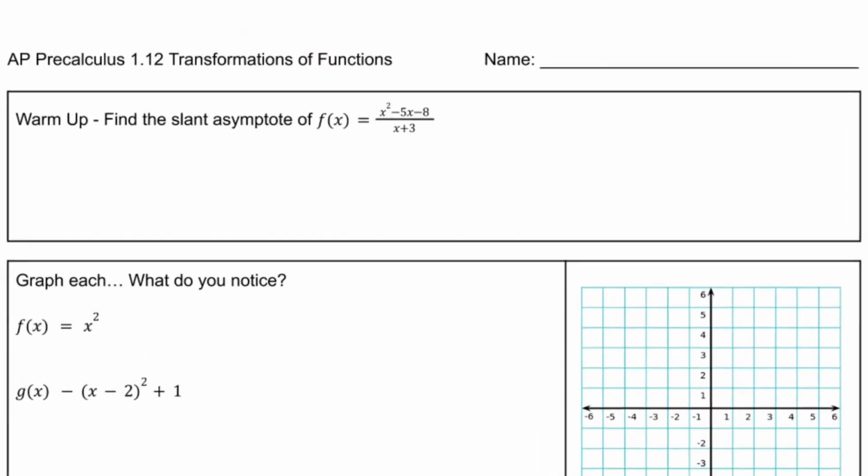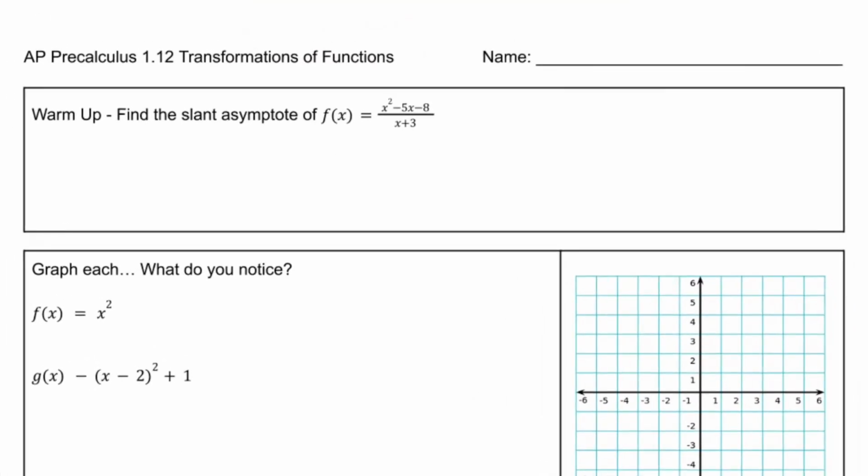Now, transformations is moving stuff, but let's get a warm-up on finding the slant asymptote. So again, this is just a warm-up, drawing on previous knowledge. It may not necessarily deal with what we're doing today. In fact, it really won't, but that's all right. It's just a good problem to do.